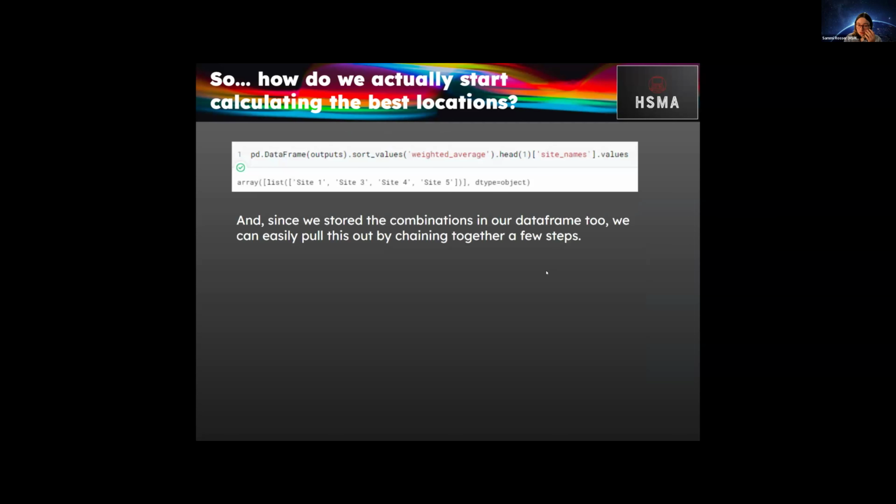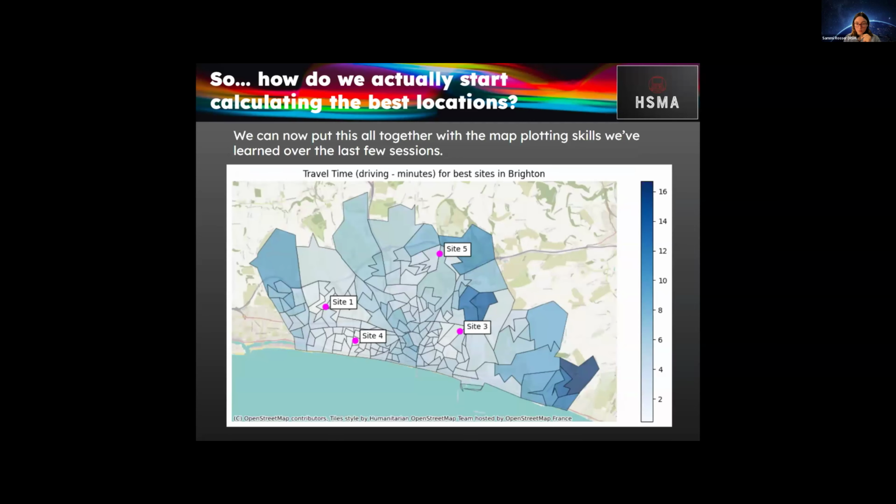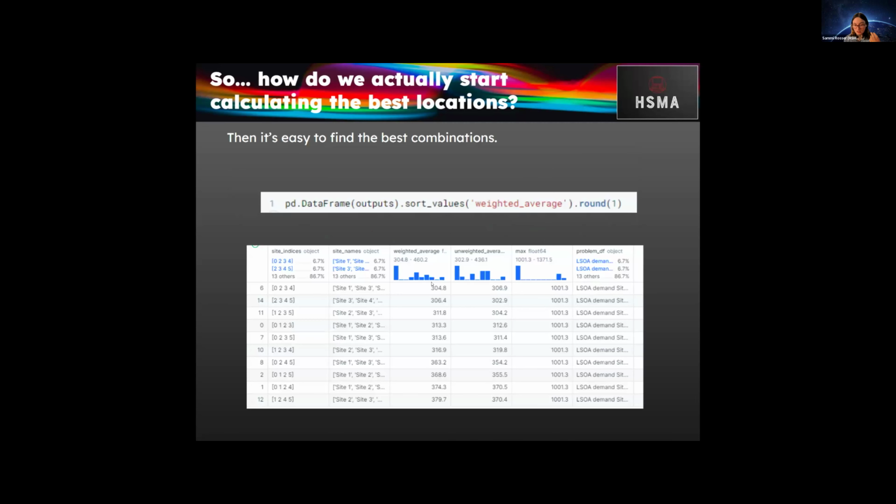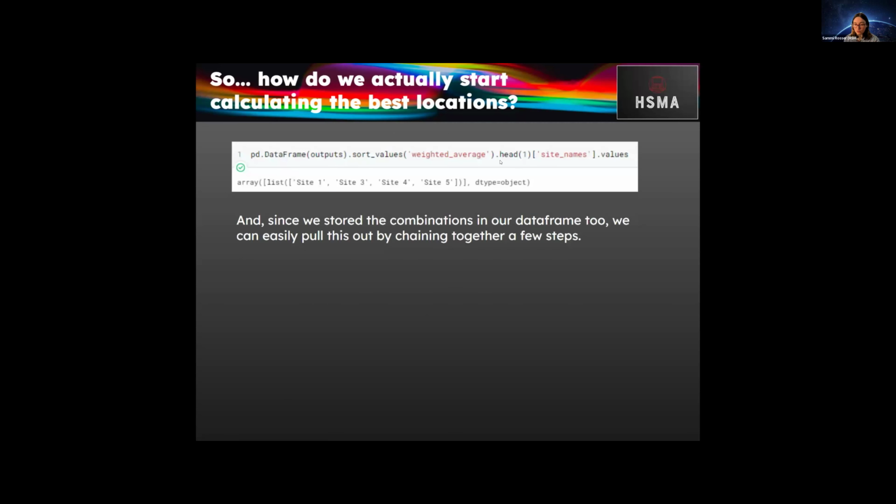And now, since we stored these combinations in our data frame, we can pull this out by chaining together a few steps. We can put this all together into a plot in a second. So what we've done here is make a data frame of my outputs. So again, this combination, all of these possible outputs, I want to sort these values by the weighted average. I want to take the best one. So I've sorted it so that the best example is at the top, the shortest weighted average travel time. I then just want the first one.